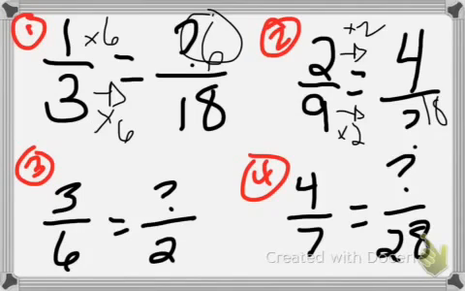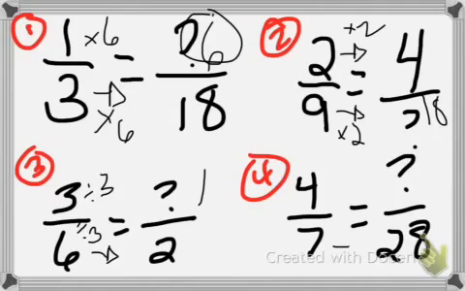Next, 3/6. Oops. 3/6, how do we get from 6 to 2? This one is actually going the opposite way. How do we get from 6 to 2? Now, when we're dealing with fractions, we only either multiply or divide. This time we're going to divide by 3. And we can do that to the top too. So it's going to be 1/2.